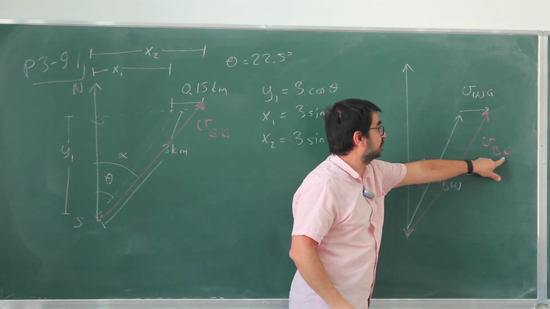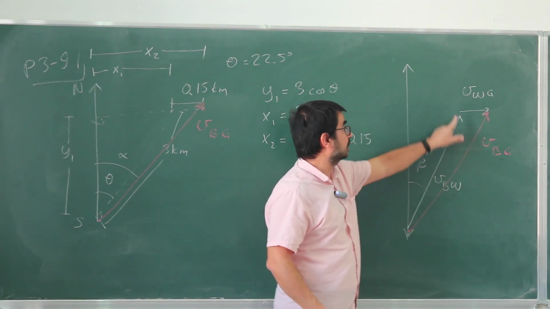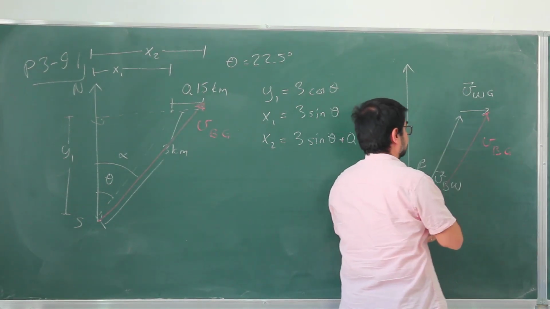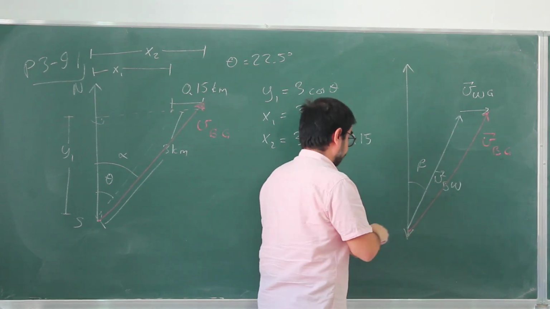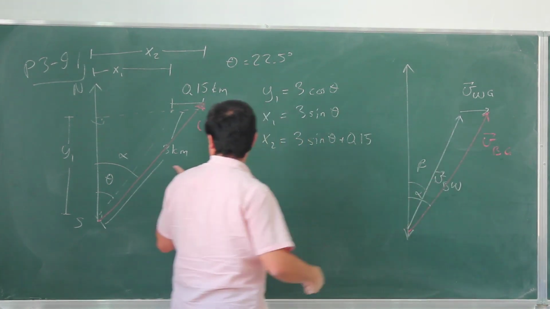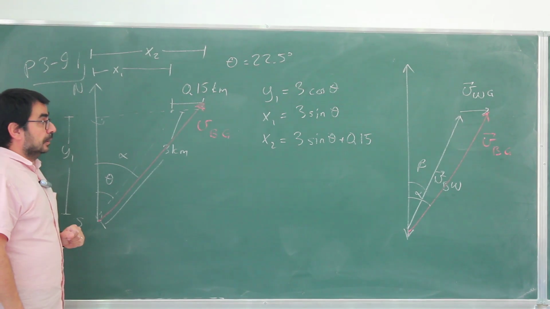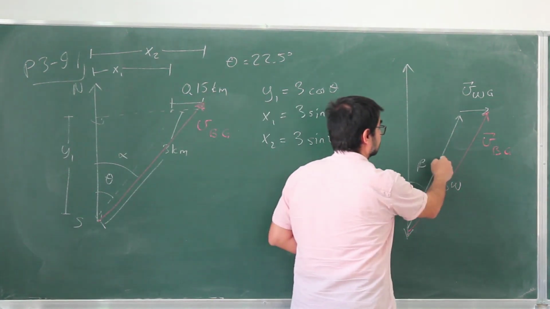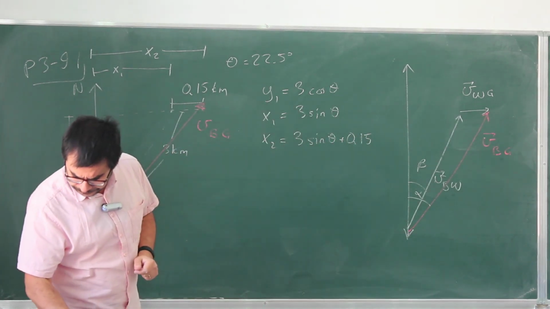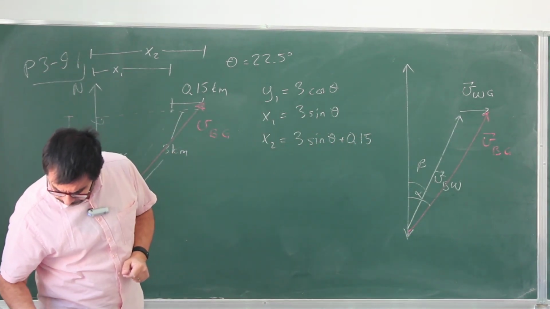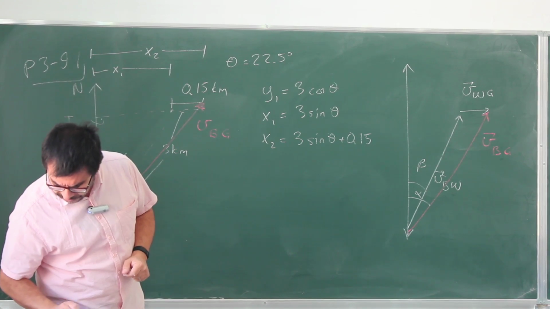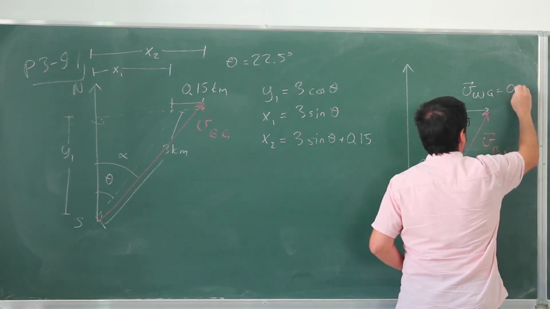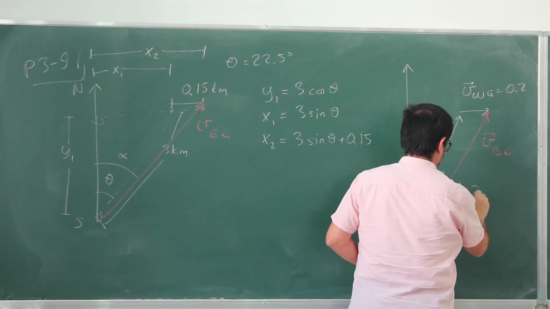Note that this VBG is the sum of VBW plus VWG. And these are actually vectors, so let's put their arrows. These are not just magnitudes. And this angle is, of course, still alpha. It's just the same vector from over here. And the velocity of the boat with respect to water is given. So this thing over here is 2.1 meters per second, and the current is 0.2. So this is 0.2. This is 2.1.